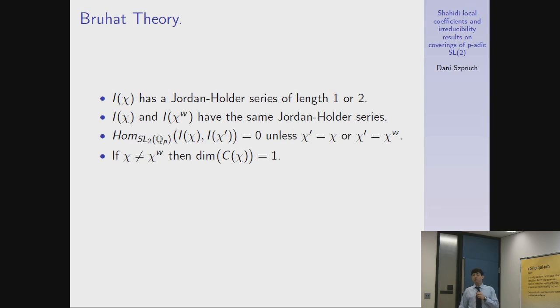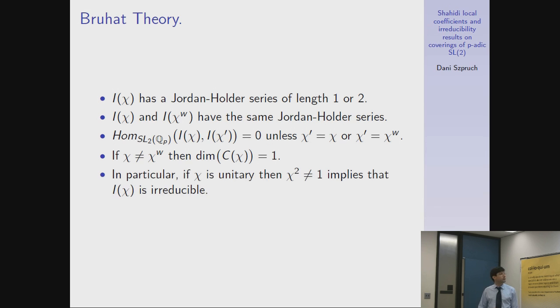Typically in this business, you get reducibility, you get non-trivial intertwinings, if there is some symmetry. So if chi is not preserved by conjugation, then the commuting algebra is one-dimensional. In particular, if chi is unitary, then chi squared not equal to 1, which is what we have here, implies that I(chi) is irreducible. For unitary representations, having a commuting algebra which is one-dimensional is equivalent to being irreducible.